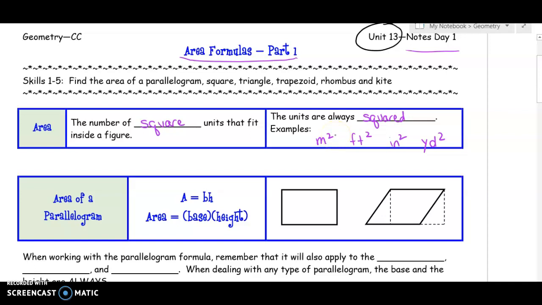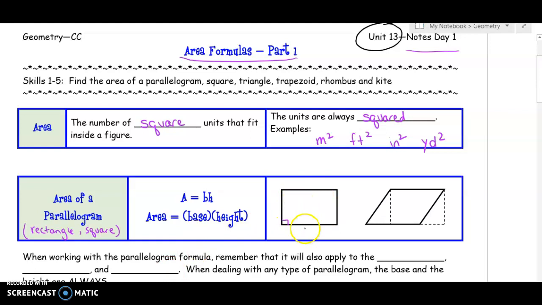The area of a parallelogram. We learned about parallelograms a long time ago. This is also going to hold true for any kind of rectangle as well, or even a square. You can use this formula: area equals base times height. The base is the one side, the height is the other. The base and the height are always going to make a right angle with each other, and I'll explain that in the pictures below.